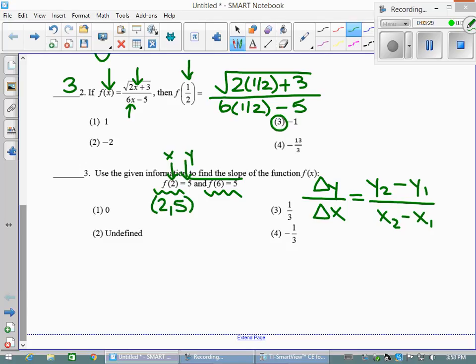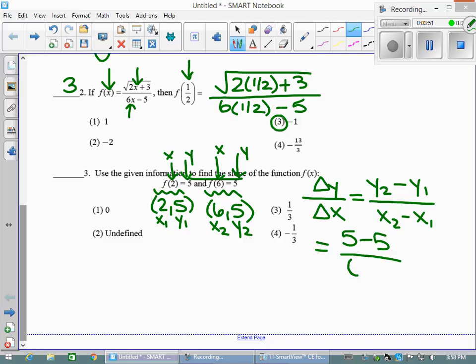Same thing here. 6 is going to be my x. 5 is going to be my y. So here's the point 6, 5. I go to find the slope here. If I label this first point x1, y1, and this second point x2, y2, this slope formula, if I plug in, I would have 5 minus 5 over 6 minus 2, which is going to give me 0 over 4. Anything dividing into 0 is going to be 0, so I have a 0 slope. Choice 1.